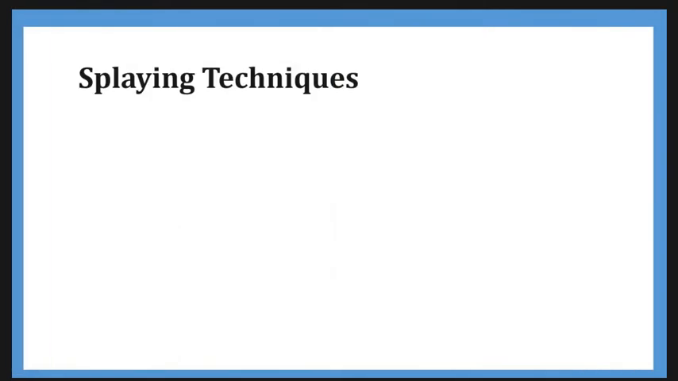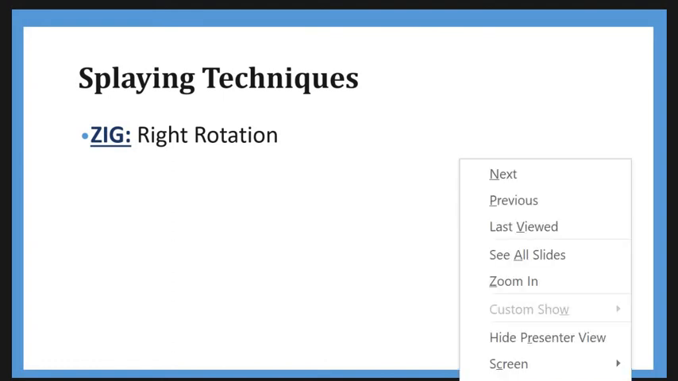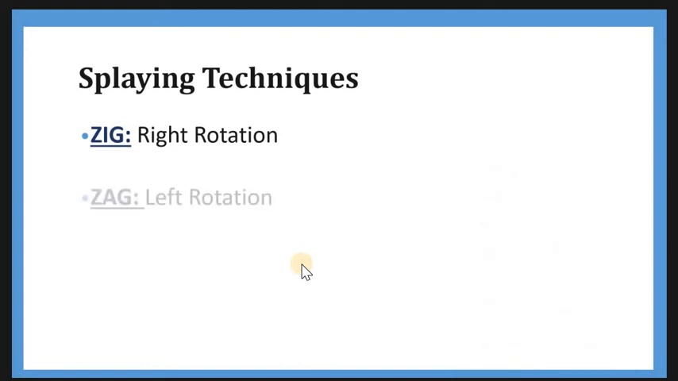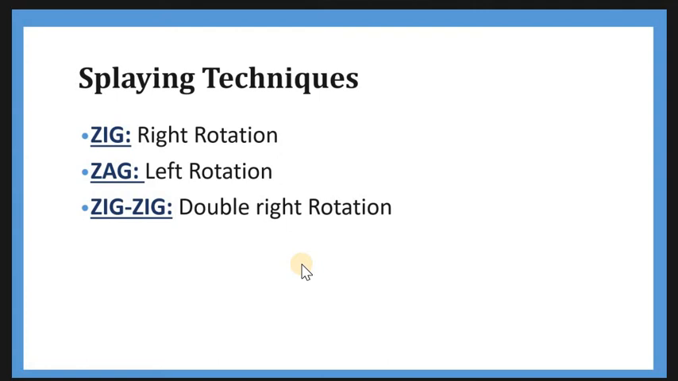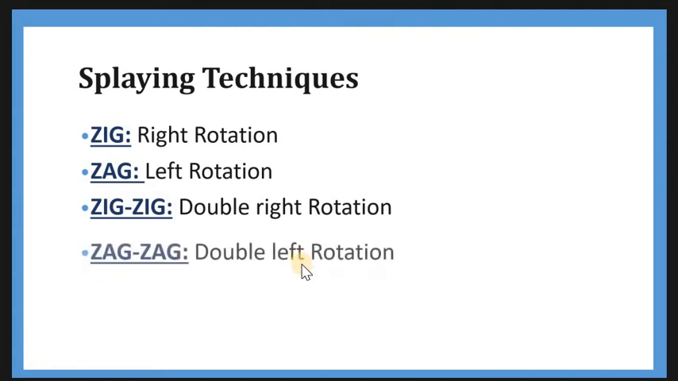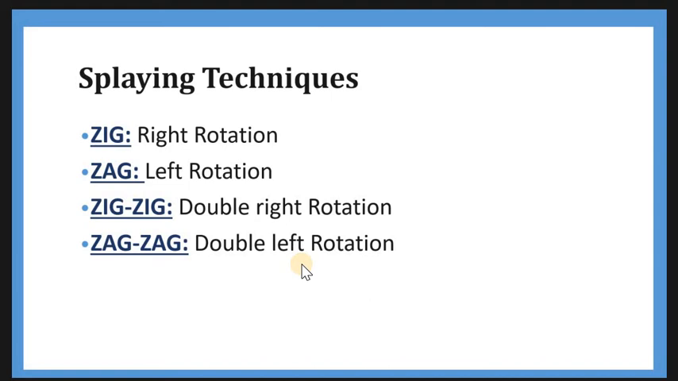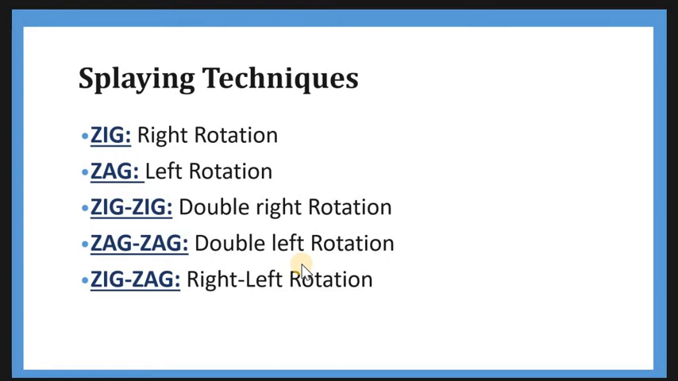You have to remember this, I am explaining it in simple language. Zig means a right rotation, zag means a left rotation. When I use the word ZigZig, it's a double right rotation. ZagZag means double left rotation. ZigZag means right-left rotation. Zig means right, zag means left, so it is very easy, right-left rotation. ZagZig means zag is left and zig is right.